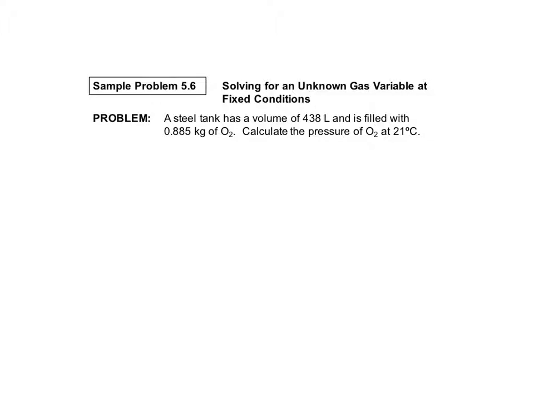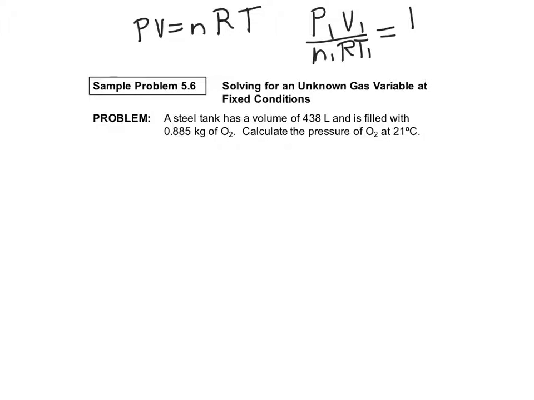All right, so remember our equation. We have PV equals nRT. And if things are changing, we have P1V1 over n1RT1 is equal to P2V2 over n2RT2. So there's our two equations. Is anything changing? No, they didn't say anything about anything changing, so I'm going to be okay to use PV equals nRT. Let me write that one down.